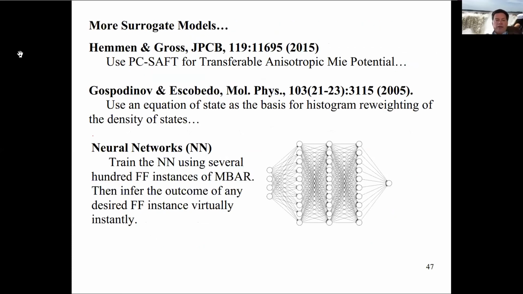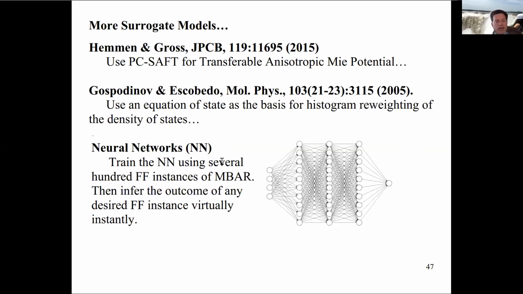You might have read this paper, a very good paper by Hemin and Gross, and they're using PC-SAFT as their surrogate model. There's another paper long ago from Escobedo where he used an equation of state with histogram reweighting, and he even used a bad equation of state and used reweighting of the density of states. It's an in-between method of this MBAR and the SAFT gamma WCA equation of state.